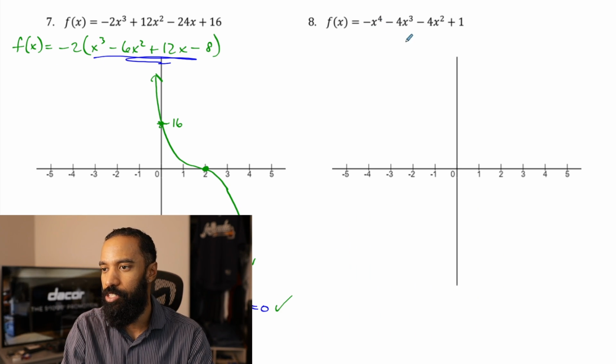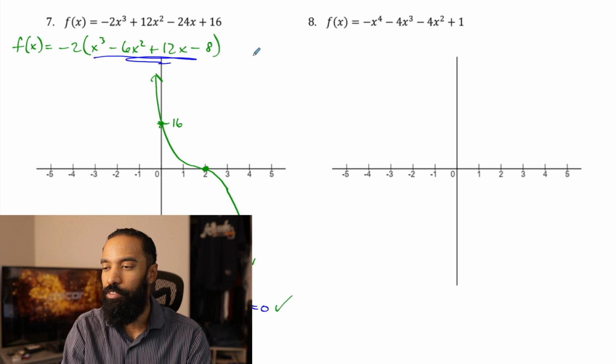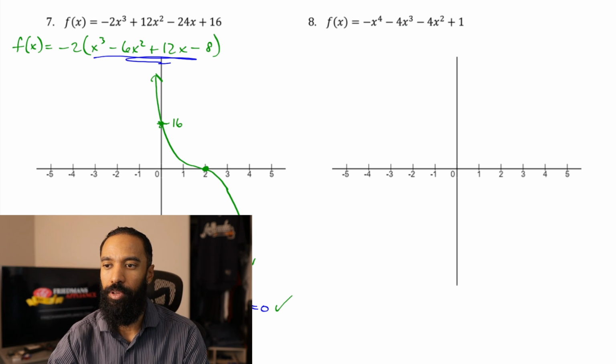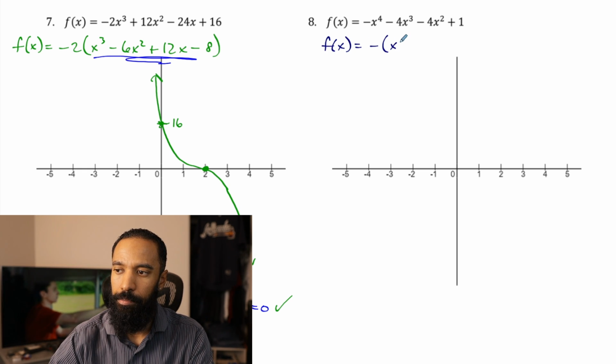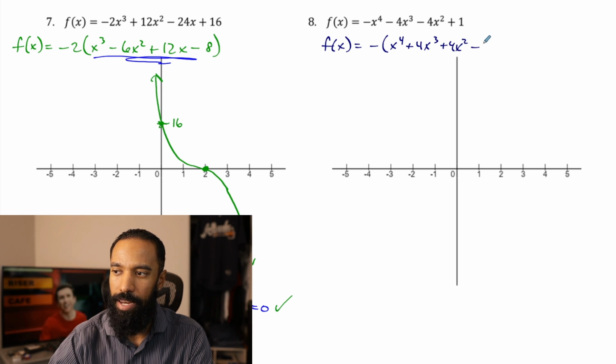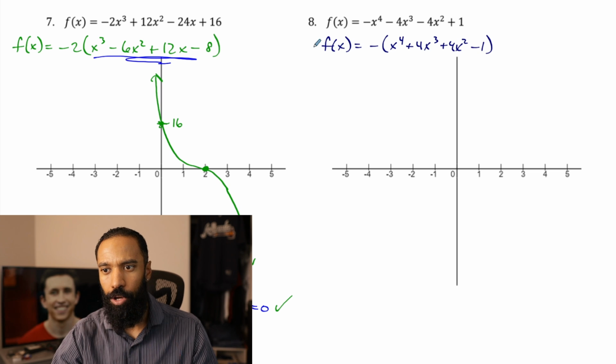Last one is number 8 right here, and then we'll be all done. We have negative x to the fourth. I'm going to factor out that negative. Negative x to the fourth minus 4x cubed minus 4x squared plus 1. Let's get that negative out of there. Negative x to the fourth plus 4x cubed plus 4x squared minus 1. And once again, no factoring by grouping.